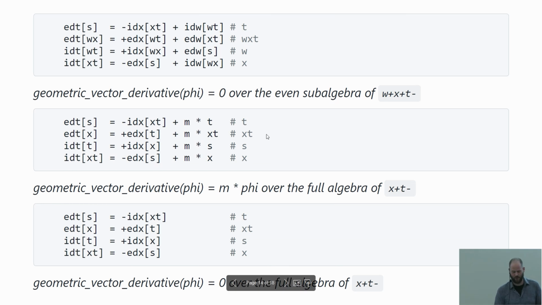So if you look at the structure of these equations of the even-grade algebra in the 1-up space, the W plus x plus t plus, versus the geometric vector derivative plus a zero-order term over the full algebra, you see that this last column, the derivatives with respect to W, are actually proportional to these multiplications by m, which is phi itself, right? And then, of course, if the derivatives with respect to W are 0, then you get this, which is just the thing without the W. So I thought that's an interesting result, personally.